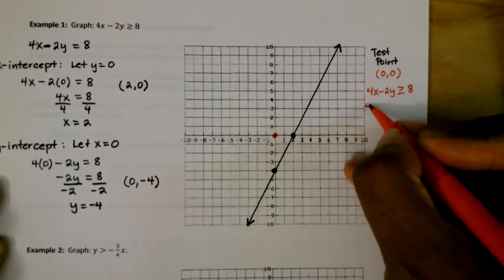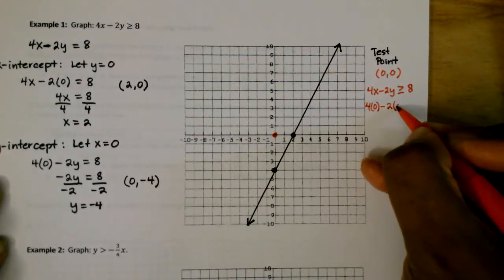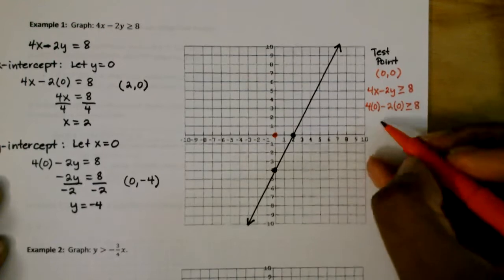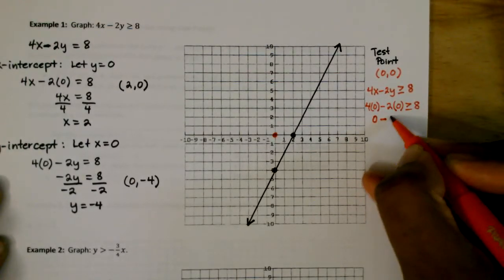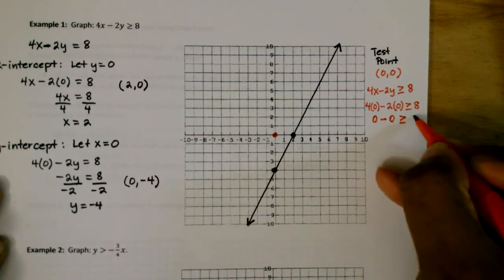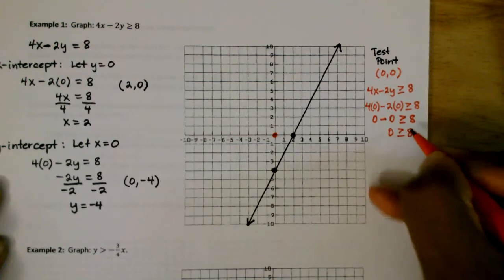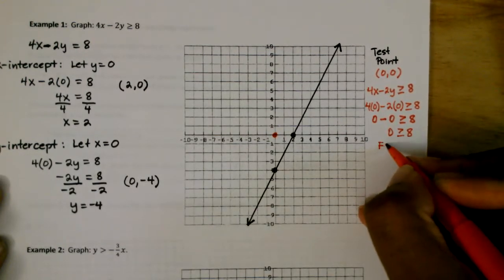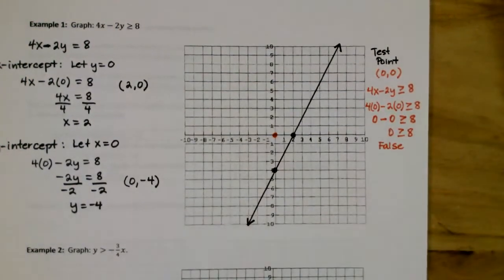So here, x is 0, so this will be 4 times 0 minus 2 times y, which is 0. That has to be greater than or equal to 8. Well, 4 times 0 is 0, minus 2 times 0, that's also 0. And if I do 0 minus 0, that's 0. Is 0 greater than or equal to 8? And the answer will have to be false. Okay, so here we came up with a false statement.